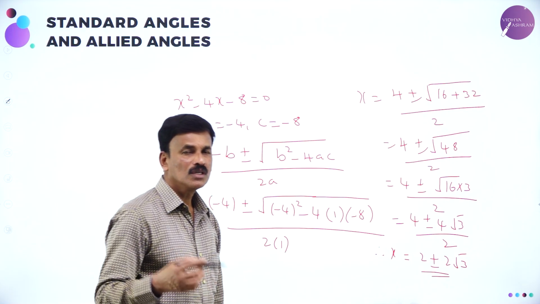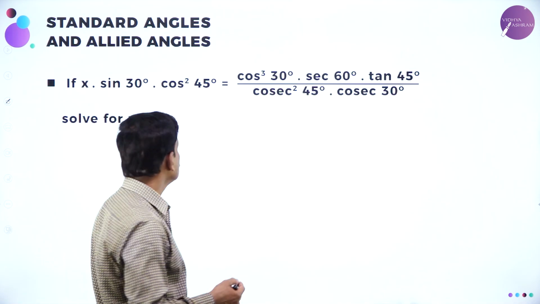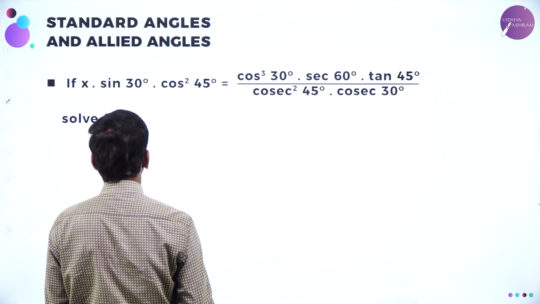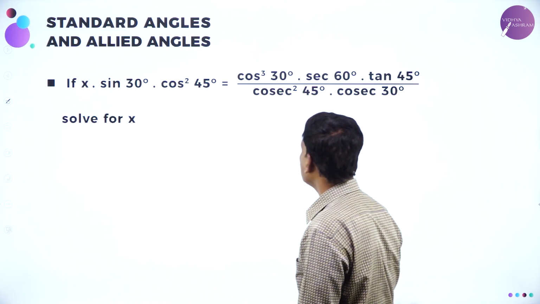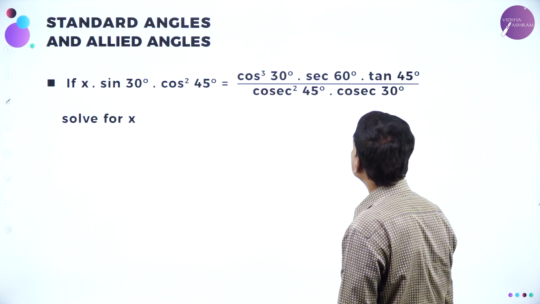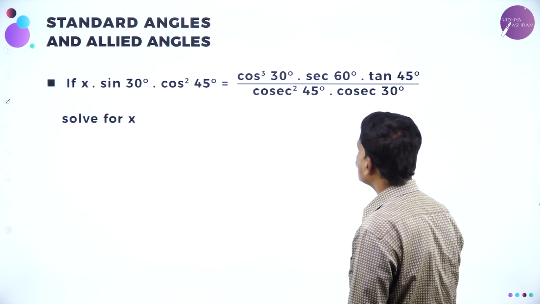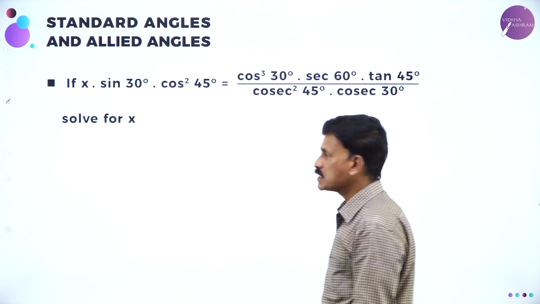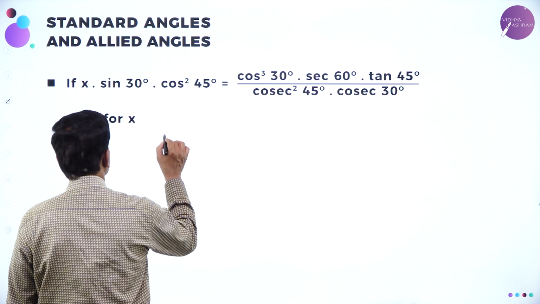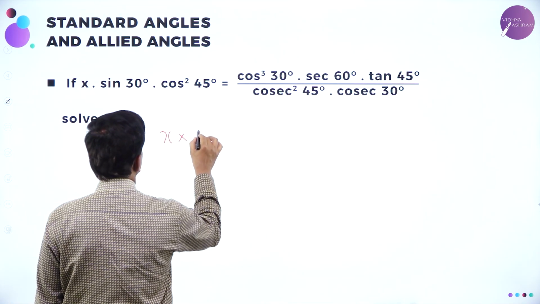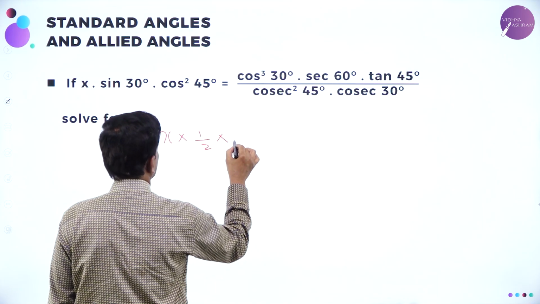That's it. Okay. Now move on to the next problem. Same type. If x into sin 30 into cosecant square 45 is equal to cos cube 30 secant 60 tan 45 divided by cosecant square 45 into cosecant 30, solve for x. Same type of problem. What is given here? The given equation: x into sin 30. Sin 30 is of cos 45.